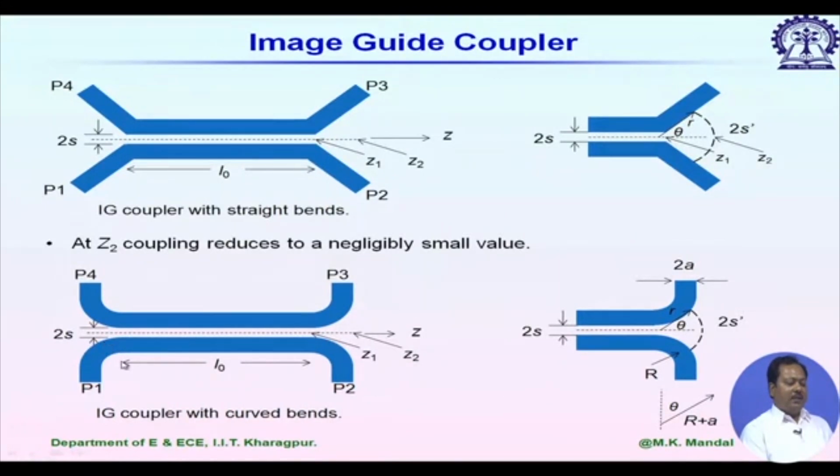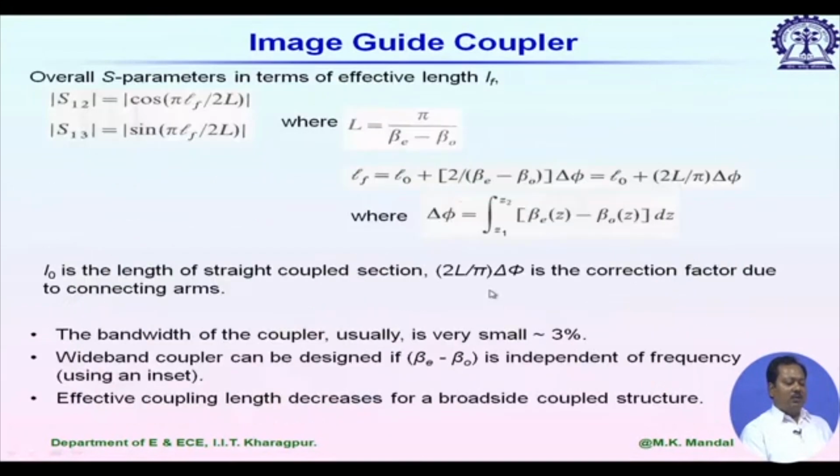So, L0 you can see is the straight coupled part, and in addition to that, due to this bending, we have to add some correction factor. So, this is 2L by pi into delta phi, where delta phi is the integration from z1 to z2 of (beta e minus beta o) dz.